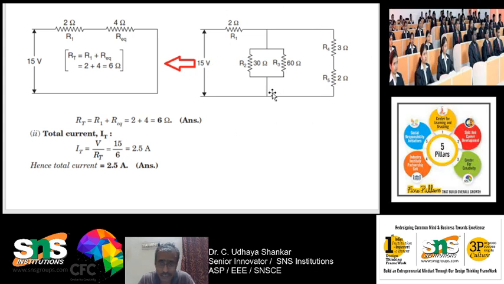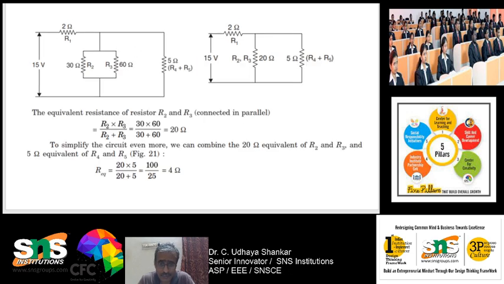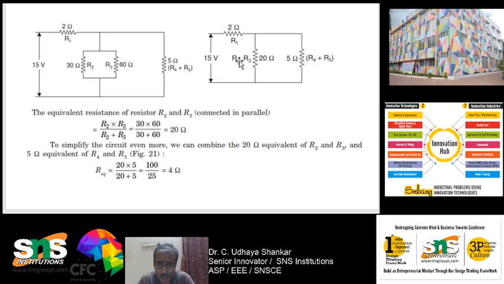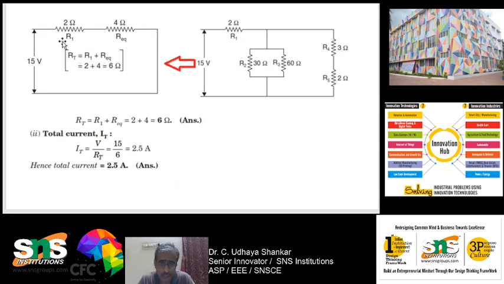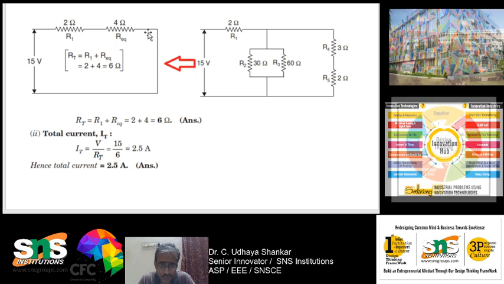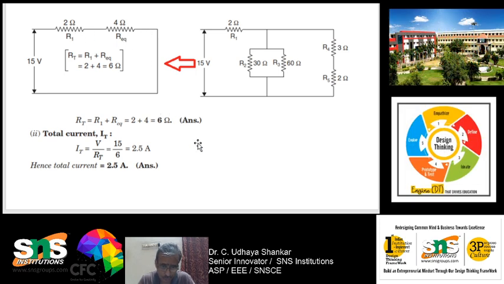You can see that the entire circuit has been reduced to 2 ohms and 4 ohms. Is it right? Because the equivalent resistance of 20 ohms in parallel with 5 ohms is nothing but 4 ohms. So here I have written the 4 ohms. Finally, 2 ohms and 4 ohms are in series, and that will be your 6 ohms. So it's very simple.